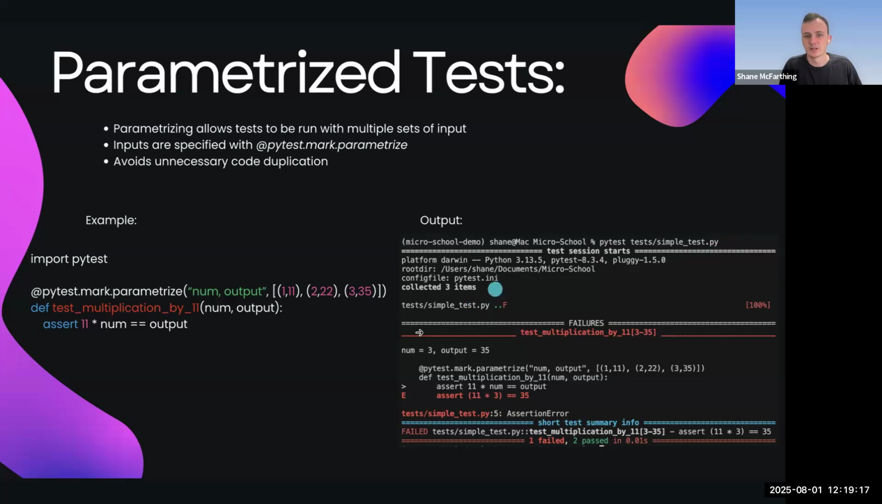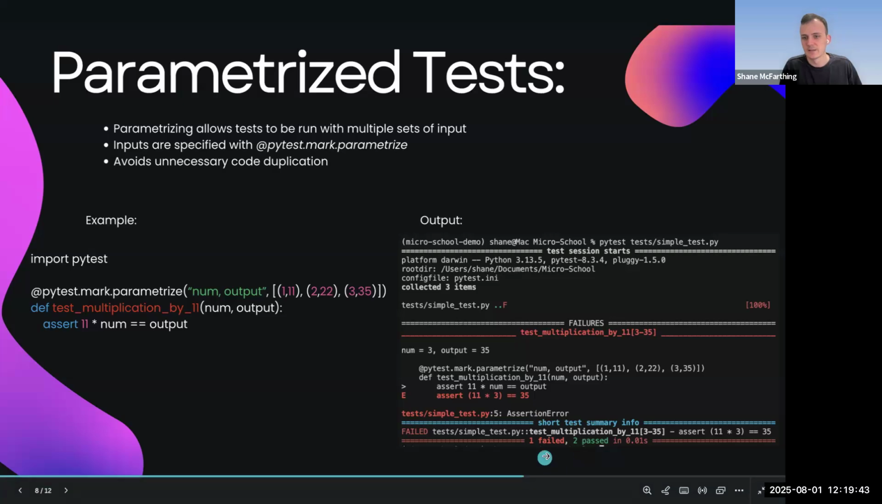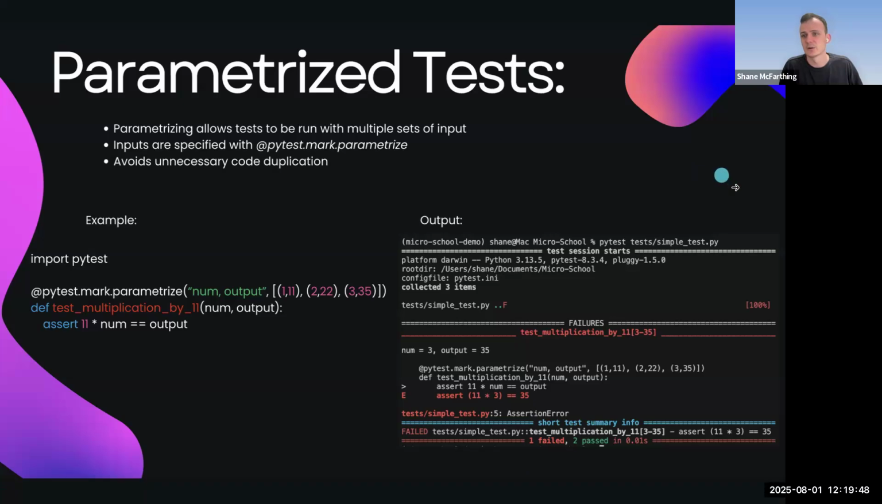It collected 3 items, even though there's only one test function. It saw this as 3 separate tests because of the parametrize decorator. The first test passed, the second test passed, and the third test failed, which we expected because we know that 3 times 11 is not equal to 35. You can see here it explains where it fails. It tries to assert that 11 times 3 is equal to 35, which is obviously false. And then it gives you a nice little report at the end. So parameterized tests are a really easy way to reduce clutter in your testing and account for a lot of different test cases.